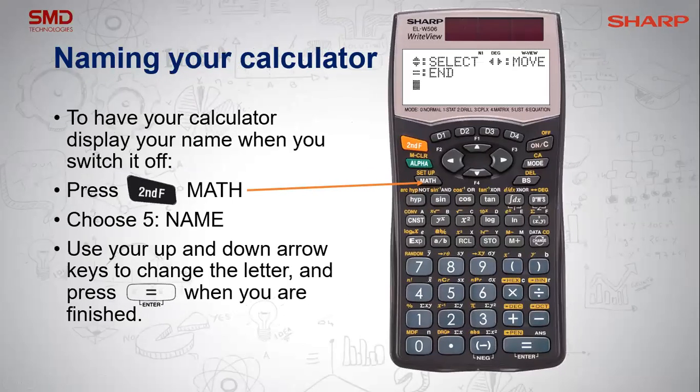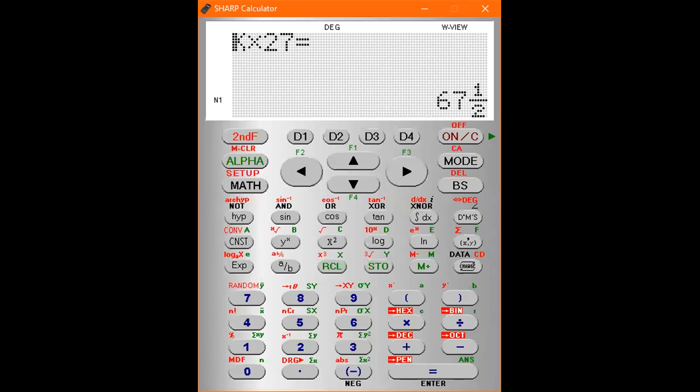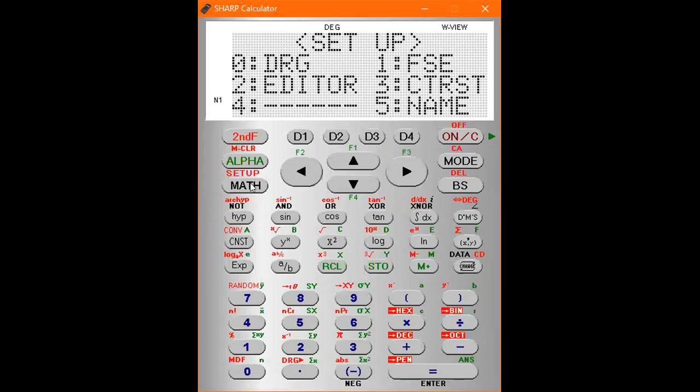Okay, the next cool thing that I want to show you is how to name your calculator. So I'm going to get back to my calculator. All right, so you can press second function and math, and that will bring up your setup menu. So basically, let me just run through these very quickly for you.